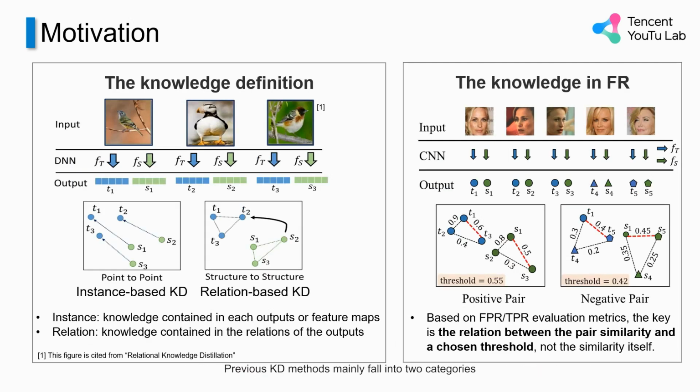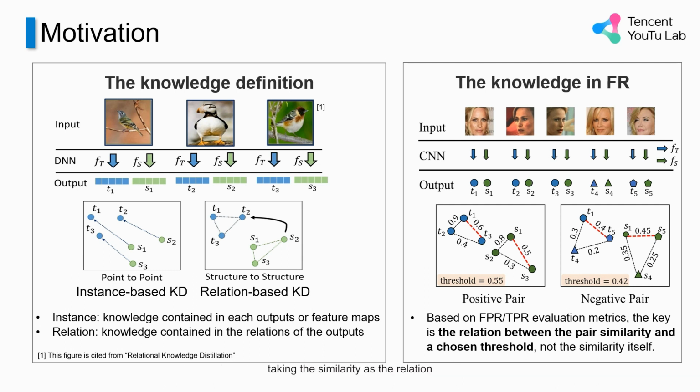Previous KD methods mainly fall into two categories: instance-based methods and relation-based methods. Instance-based methods transfer individual outputs from a teacher model to a student model pointwise. Relation-based methods improve the instance-based KD method by transferring relations of the samples in a batch. However, it is still far from perfect as these methods have two strict constraints on knowledge transfer. Instance-based methods require the teacher and student to share the same representation space, while relation-based methods require the student to mimic all relations between samples in a mini-batch.